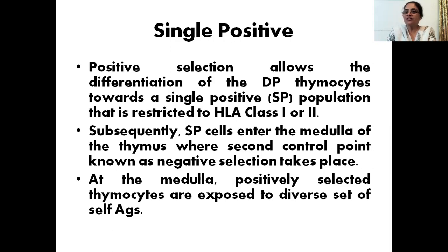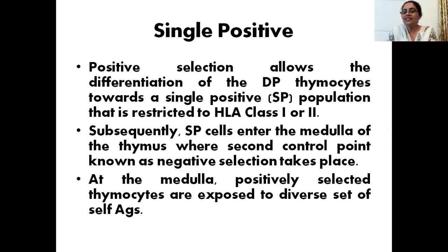What happens in single positive selection? It allows the differentiation of double positive thymocytes towards a single positive population that is restricted to HLA1 or HLA2. When double positive cells were given the first test, they were tested for HLA1, HLA2. If they are binding to both, apoptosis did not happen. Now, second, if single positive, what happens? Those who bind to HLA1 and those who bind to HLA2 will persist, and all others will be removed. Subsequently, single positive cells enter the medulla of the thymus.